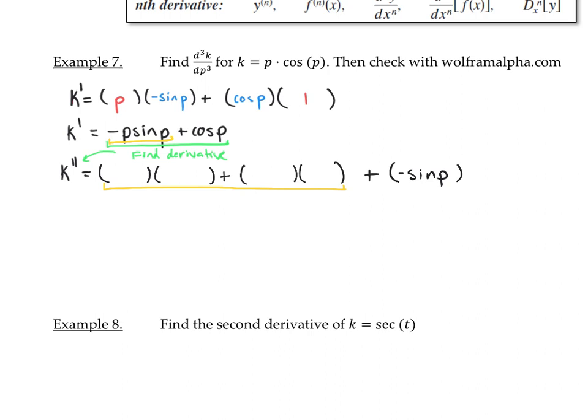So our first is negative p. The derivative of sine is cosine, plus the second, sine of p. Derivative of negative p is negative 1. Now we simplify. Negative p cosine of p minus sine of p minus another sine of p. So there actually are some like terms now. Negative p cosine of p subtract 2 sine p.